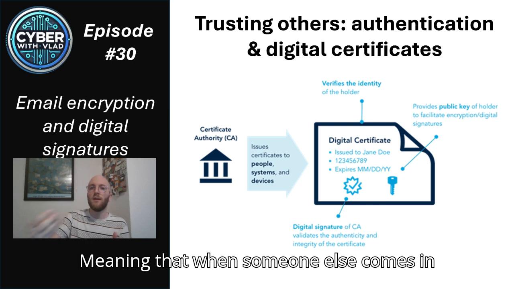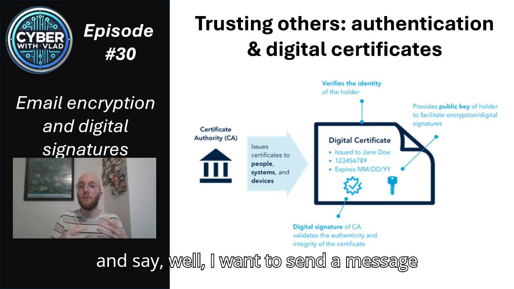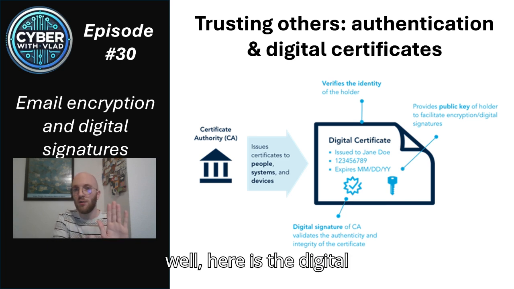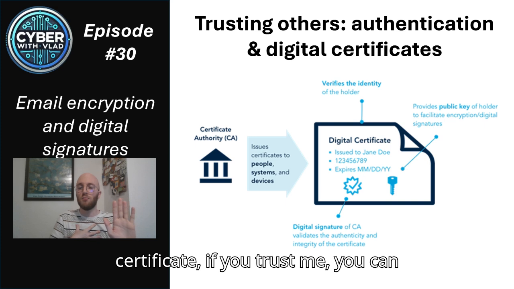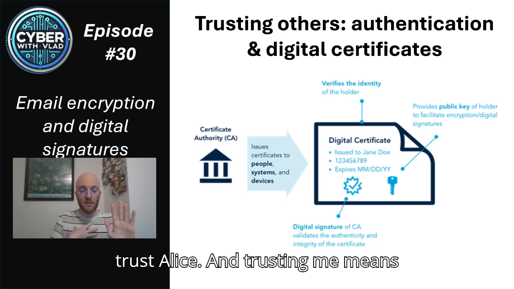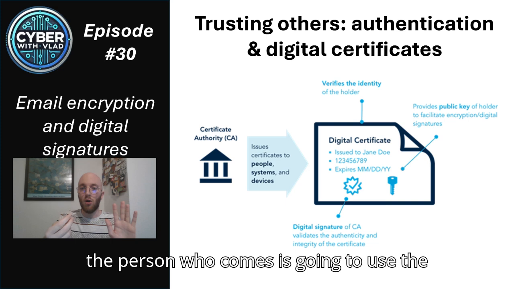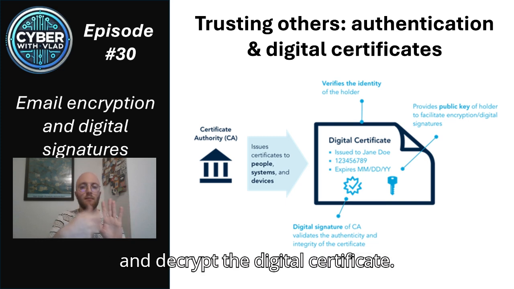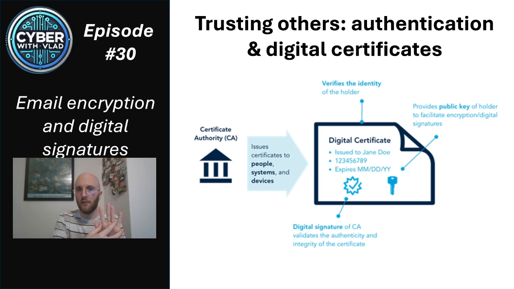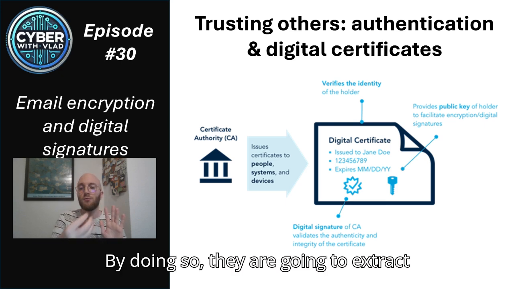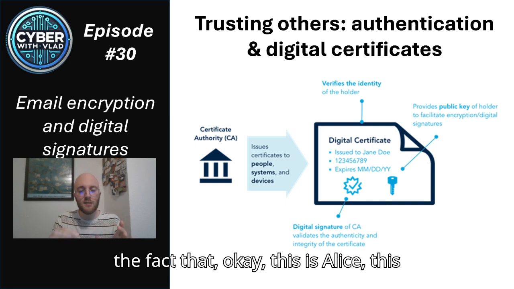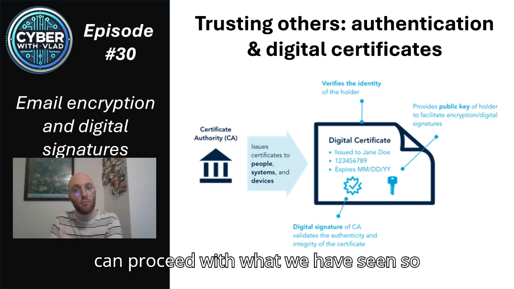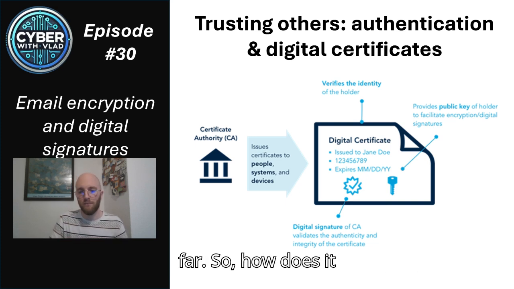Meaning that when someone else comes in and says, well, I want to send a message to Alice, the certificate authority says, well, here is the digital certificate. If you trust me, you can trust Alice. And trusting me means the person who comes is going to use the certificate authority public key and decrypt the digital certificate. By doing so, they are going to extract the fact that, okay, this is Alice, this is the public key I should be using when talking to Alice. Okay, fine, and they can proceed with what we have seen so far.